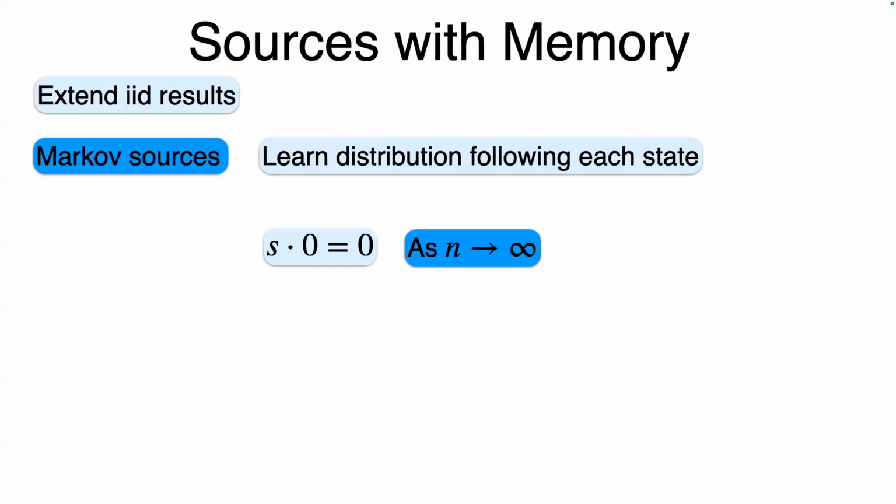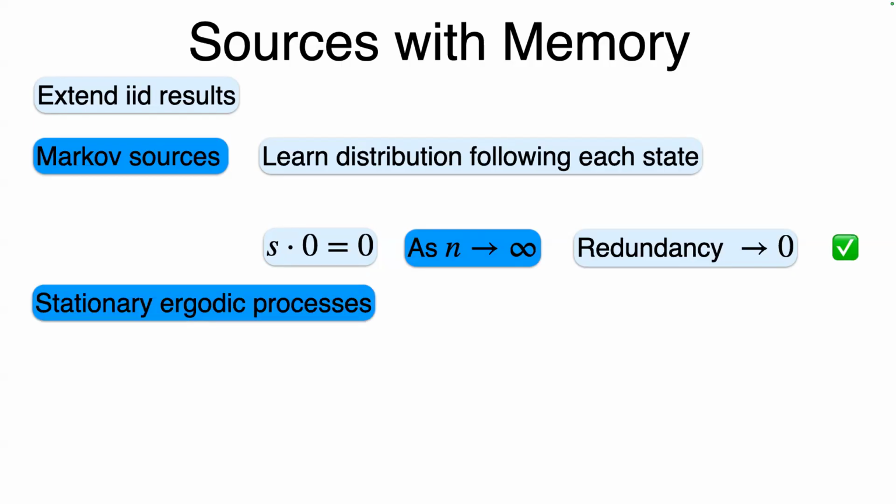You have S states, and for each one the redundancy goes to 0. So the total redundancy is going to be S times 0. As n goes to infinity, the redundancy will go to 0, because you learn the distribution in each context. By the previous results, after each context it is IID, you learn it, the redundancy goes to 0, multiplied by the S states, still 0. Okay, so that's good.